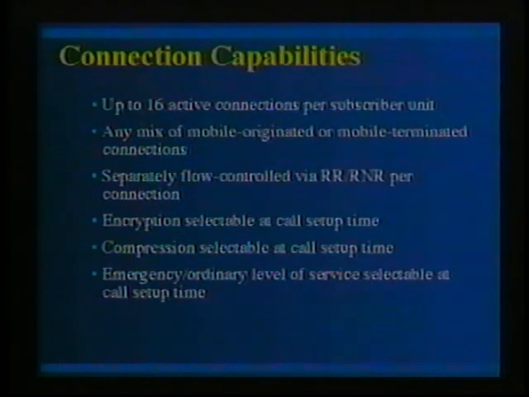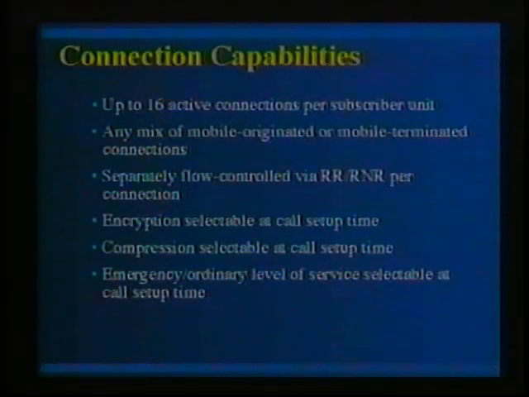As well as the flow control on the overall data flow, there is separate flow control on the individual connections, so that, for example, one slow application process doesn't cause all the application processes to be slowed down. And this is again done using an RNR type scheme, which is tied to an individual connection.